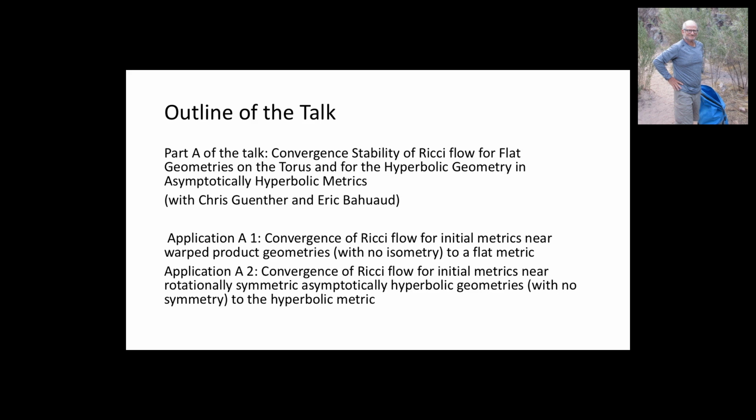And let me mention two important applications. The first is to show that if you look at Ricci flow for initial metrics which are near warped product geometries, with no isometry at all, but if they're near, then if we look at the Ricci flow of such metrics, these flows always converge to a flat metric. The second application shows that if we look at Ricci flow for the rotationally symmetric asymptotically hyperbolic geometries, again with no symmetry at all, these flows always converge to the basic hyperbolic metric.